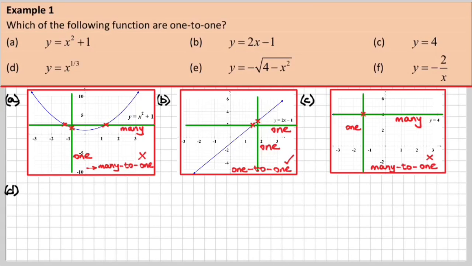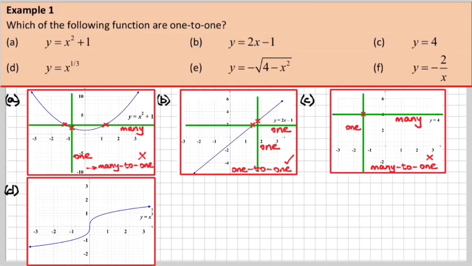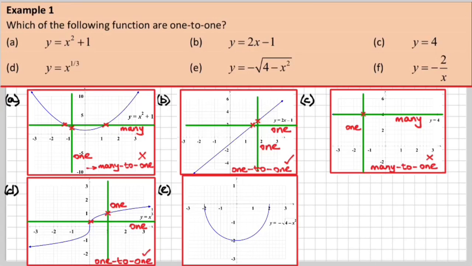Okay? What about D? Y is x to the third. There it is. Now, come on. What do you think? Yeah, I say it's 1 to 1. Yeah? So that's a 1 to 1. Beautiful. Let's do the next one. We've got E. Yeah, that's a semicircle. That one is a semicircle, and it's the lower half of a circle that looks like that. Now, what do you think? I think many to 1. Don't you? Right, and that's not one of the ones we're looking for because we're looking for the 1 to 1s. Okay, what about F?